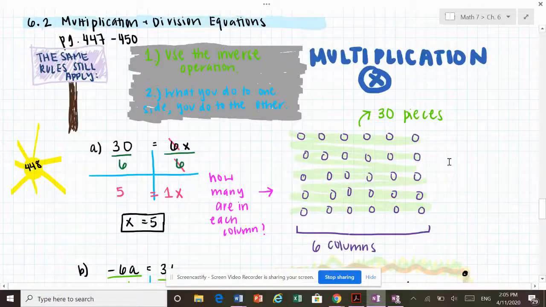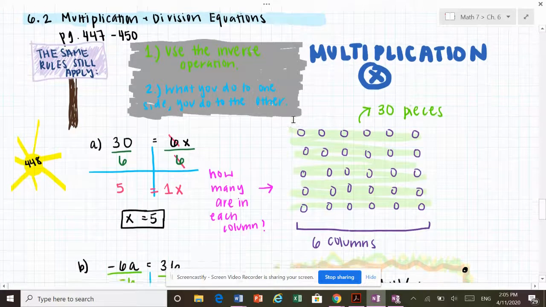Welcome to the last video of 6.1 and 6.2 notes. So we previously went over the two rules: use the inverse operation, and what you do to one side you do to the other. And we also went over examples from 6.1. So let's quickly go over examples from 6.2, multiplication and division equations. These rules still apply, even though it's a completely different lesson. These rules apply for all equations.